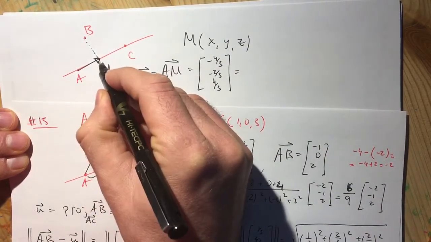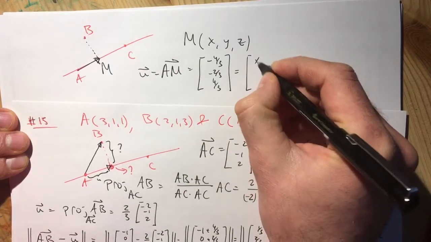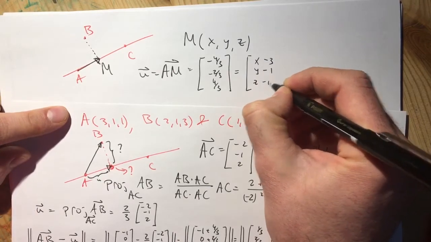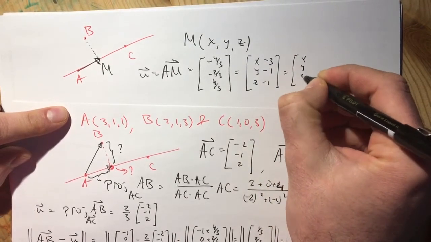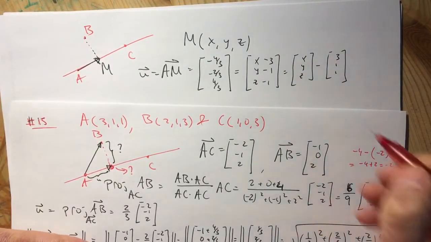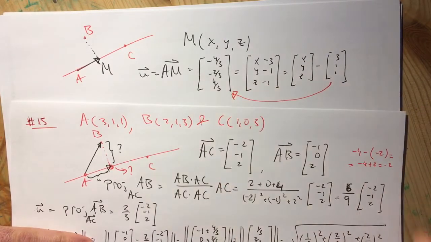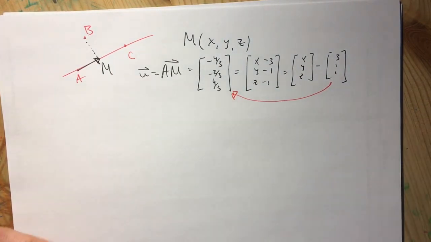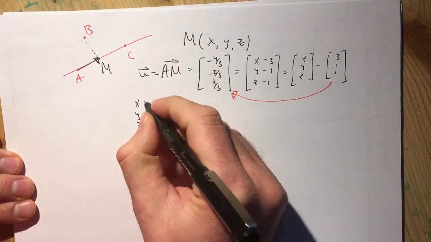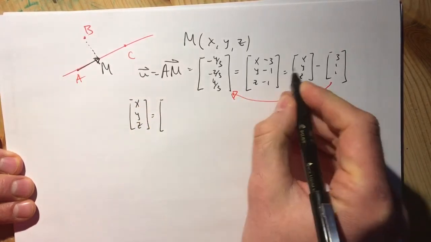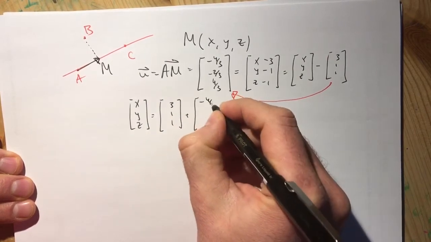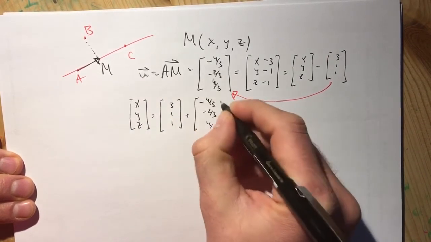But also this vector is the terminal point of the vector M, so that's X, Y, Z minus A. And the coordinates of A is 3, 1, and 1, which can be written as X, Y, Z minus 3, 1, 1. Okay? If I take this term and bring it on the other side of the equation, I get the coordinates of M. So X, Y, Z is equal to 3, 1, 1 plus -4/3, -2/3, 4/3.